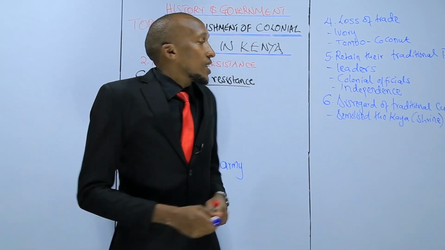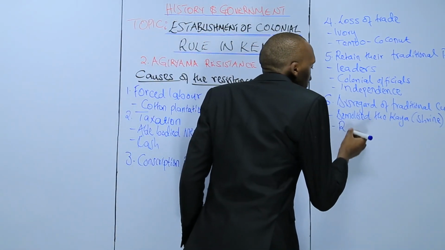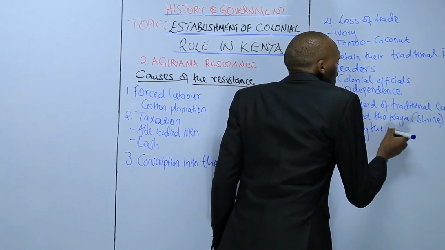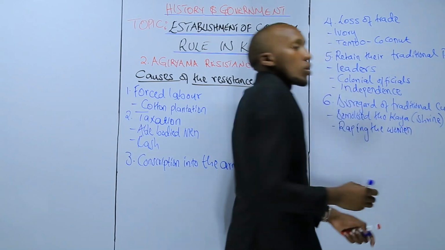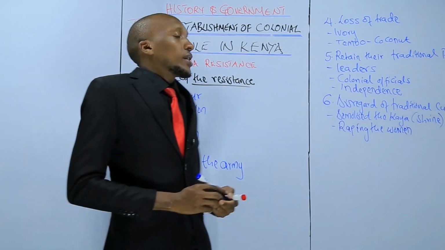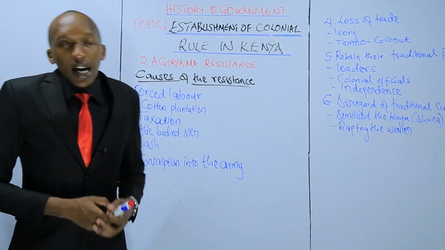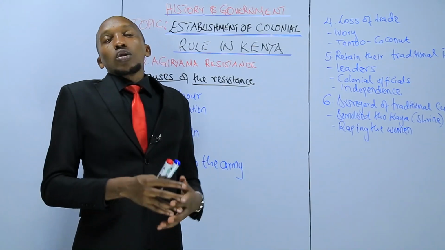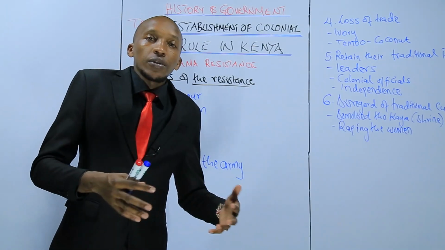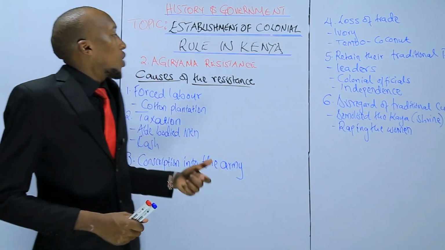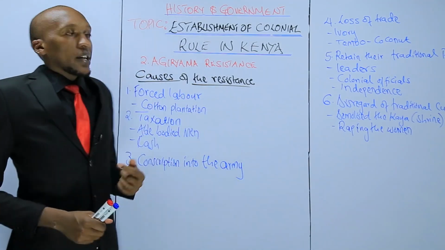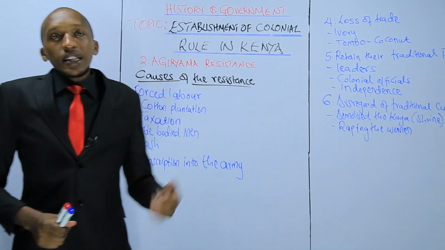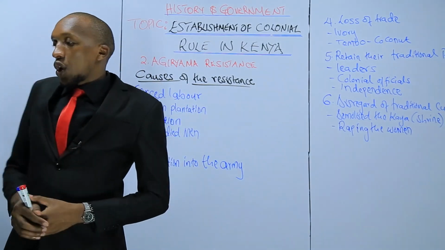Apart from that, the British were involved in raping the women. So this disheartened or made the Agiryama people very angry, and they could no longer continue to go with their activities as normal. So they had to go and resist against the British. So these are the major reasons why the Agiryama people resisted the colonial rule.